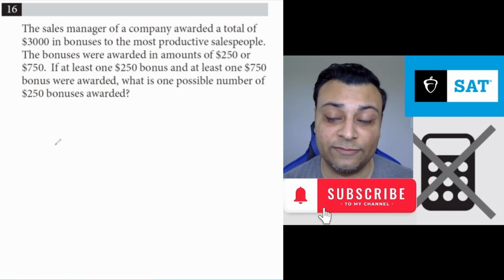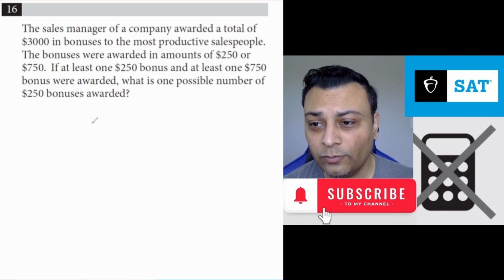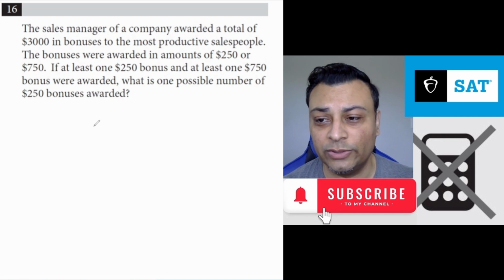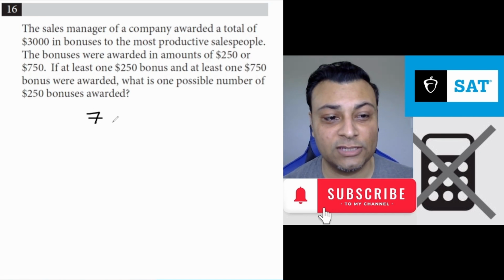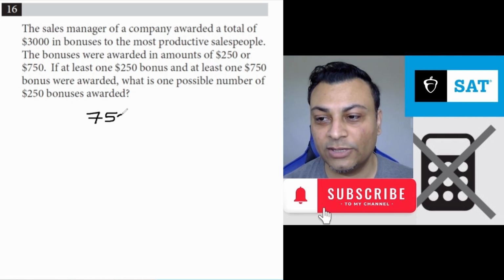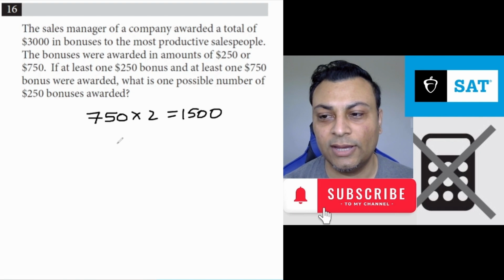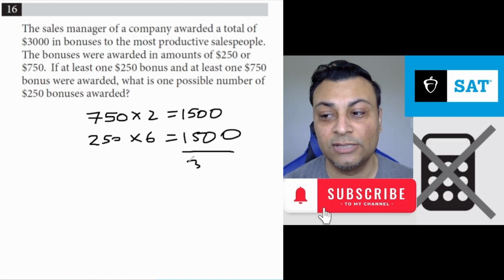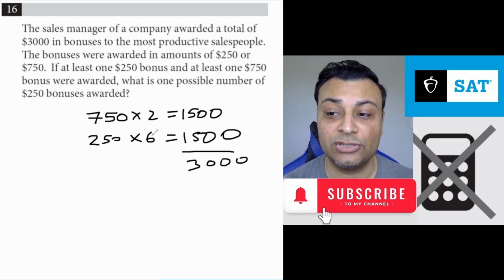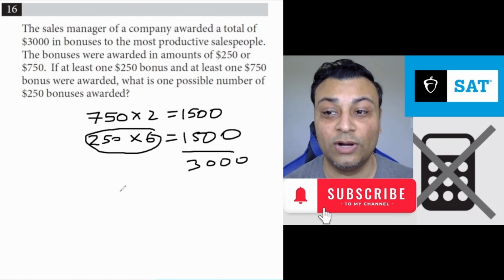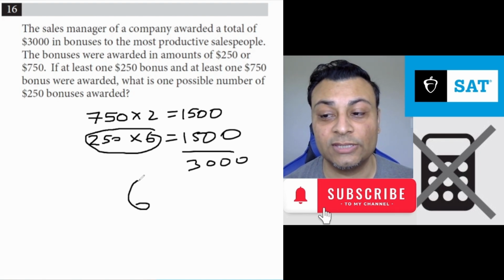So there are several different ways you can go about this. I would say one way we could do it would be, okay, let's do, for simple math, since all this has to be done without a calculator, let's do 750 times 2, which is 1,500. And let's do 250 times 6, which is 1,500. And that's how you can get 3,000. One possible combination is to do 6 of these awards and 2 of those. So one answer you could go with is 6.